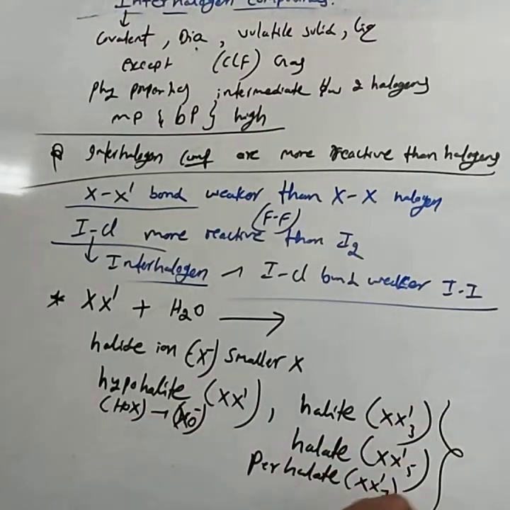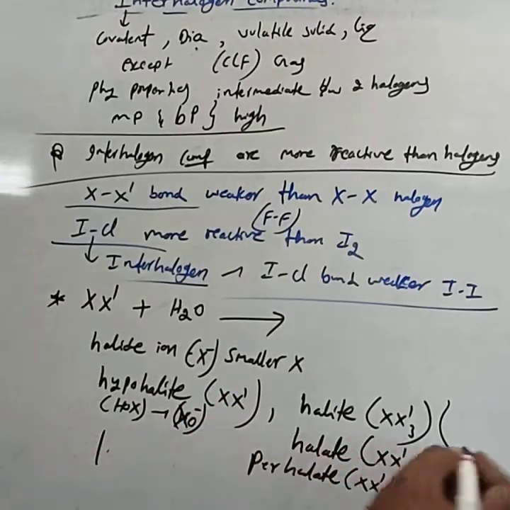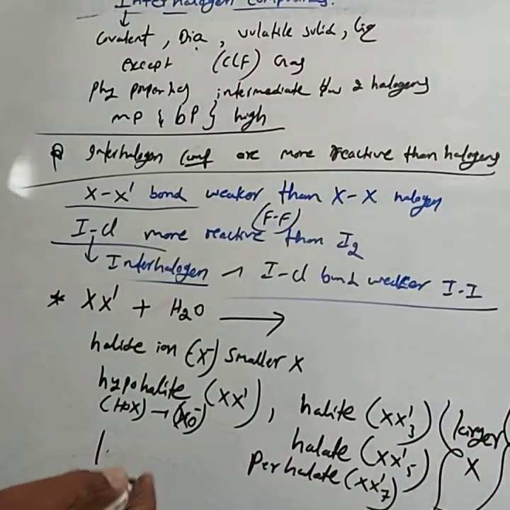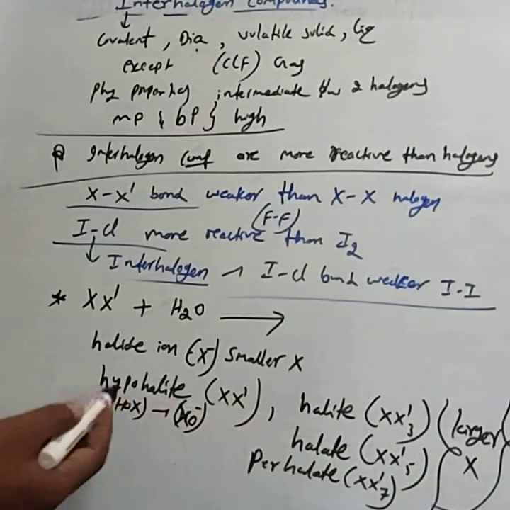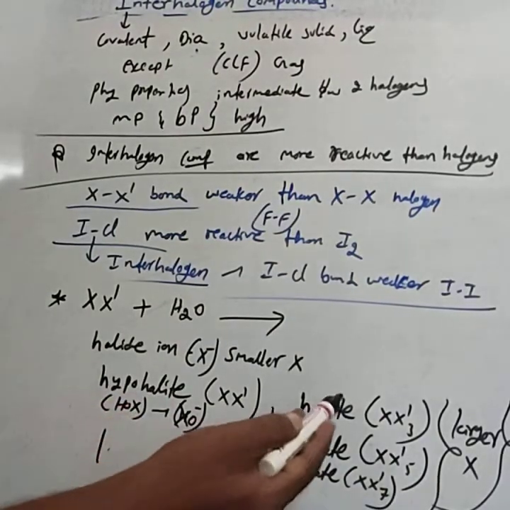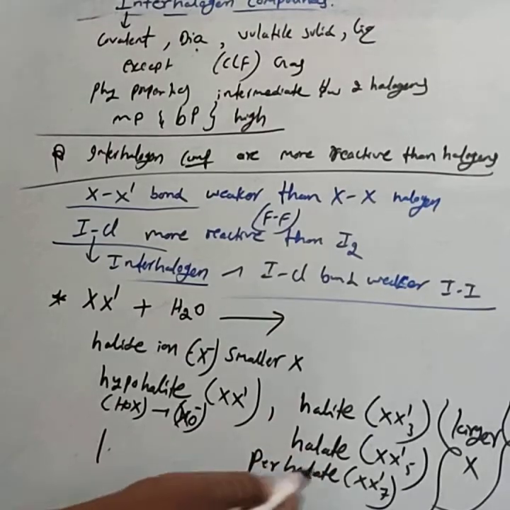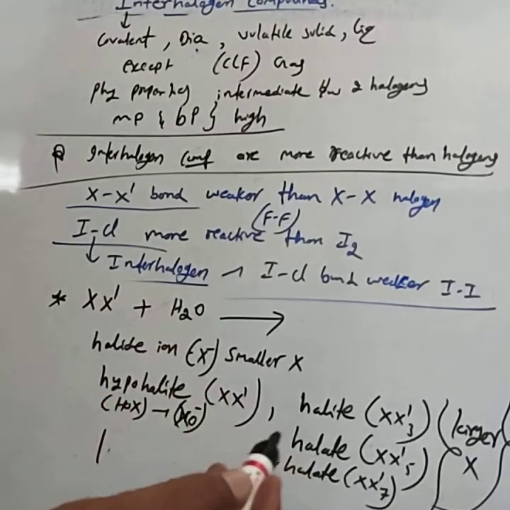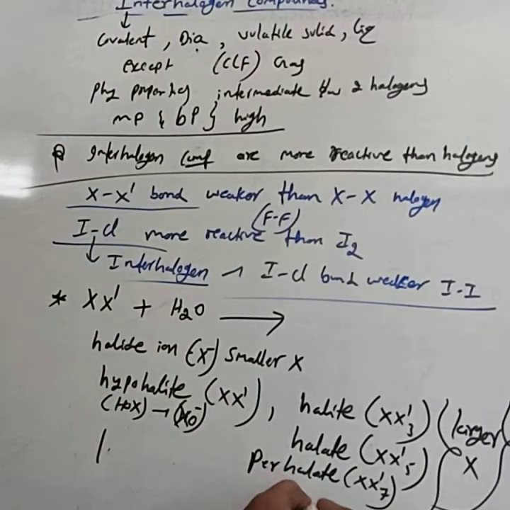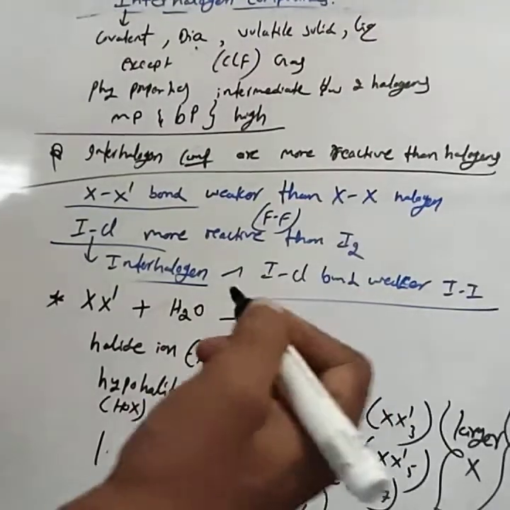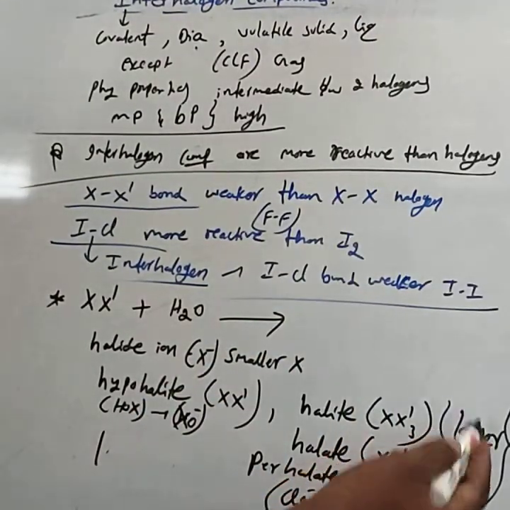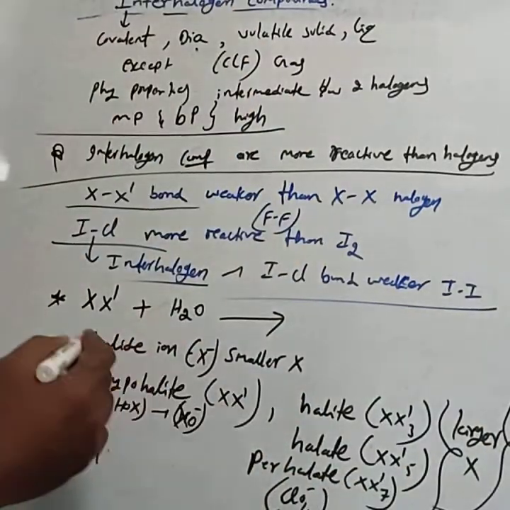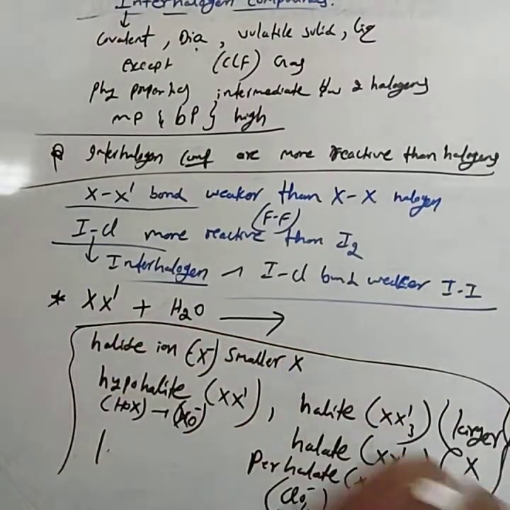These anions are obtained from the larger size halogen. From the larger size halogen, we may get a hypohalite anion, halate anion, or perhalate anion, that is perchloric acid, HClO4. Perhalate means ClO4 minus or XO4 minus ion. This is obtained from the larger size halogen. Halide ion from the smaller halogen. Based on this explanation, we can complete this reaction.